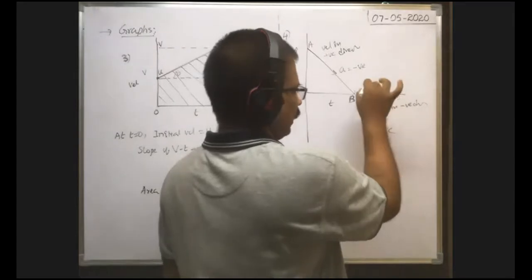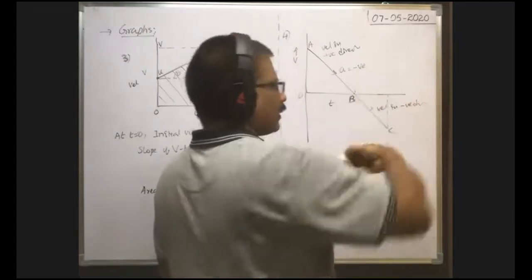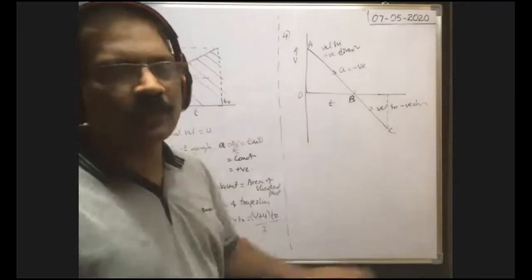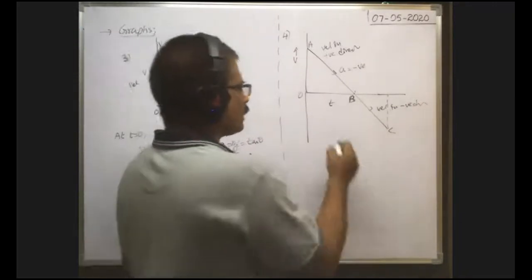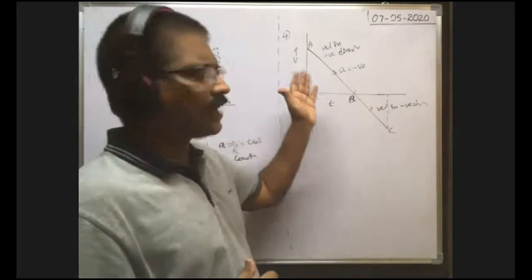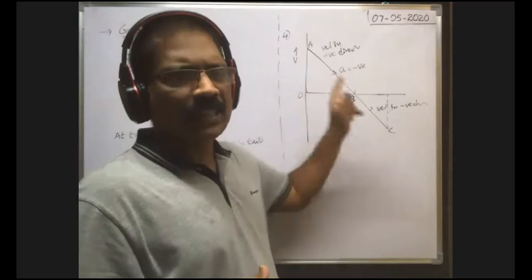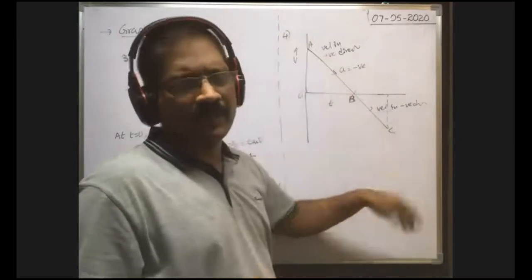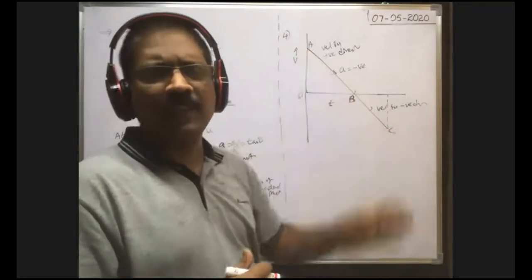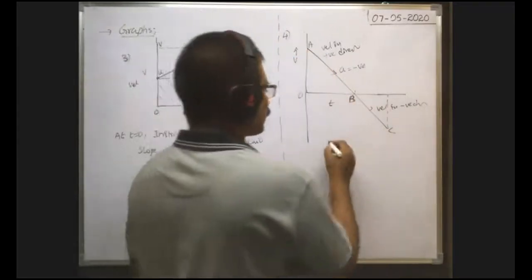measured from the positive x-axis, the slope is in the clockwise direction. That's why here also the slope is negative, which means acceleration is along the negative direction. Now, is acceleration constant or not? As the velocity-time graph is a straight line, whether the acceleration is negative or positive, the slope of a straight line is constant everywhere, no? That's why acceleration is constant.